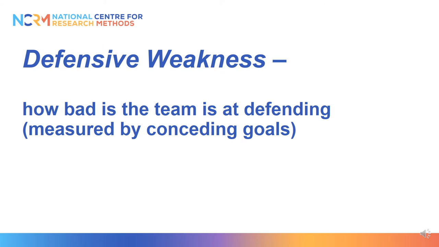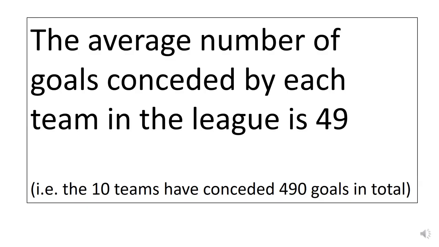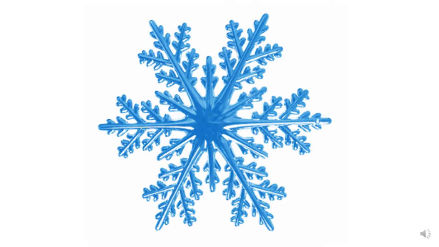The second measure that we're going to construct is called defensive weakness. How bad is the team at defending, measured by conceded goals? The average number of goals conceded by each team in the league is 49, i.e. 10 teams have conceded 490 goals in total. There is a beautiful symmetry here, simply because when one team score a goal, the other team concede a goal.